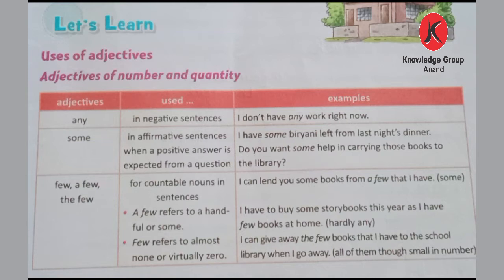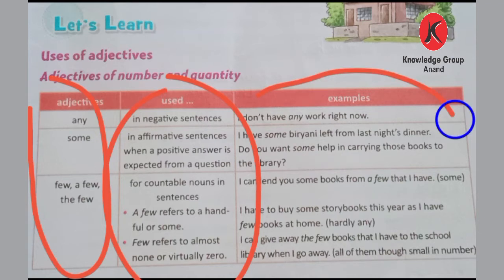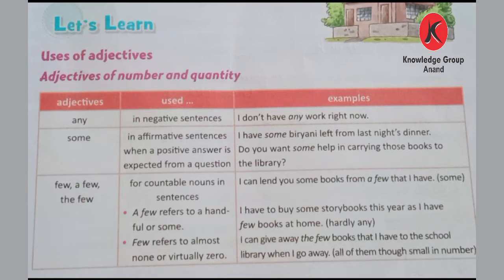So here the table is given. See here, quantity: any, some, few, a few, and the few. And what is the usage of it? In the third table they have given the examples. So first one, let us take any. Any is used for the negative sentence. How is it used? I don't have any work right now.